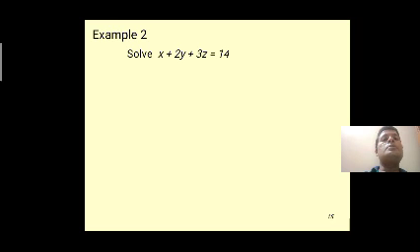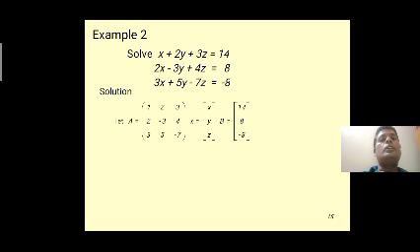Solve x plus 2y plus 3z equal to 14, 2x minus 3y plus 4z equal to 8, 3x plus 5y minus 7z equal to minus 8. Now write the solution. Let A equal the coefficient matrix of x, y, z: 1 2 3, 2 minus 3 4, 3 5 minus 7, and X is x, y, z. B equal the constant values 14, 8, minus 8.